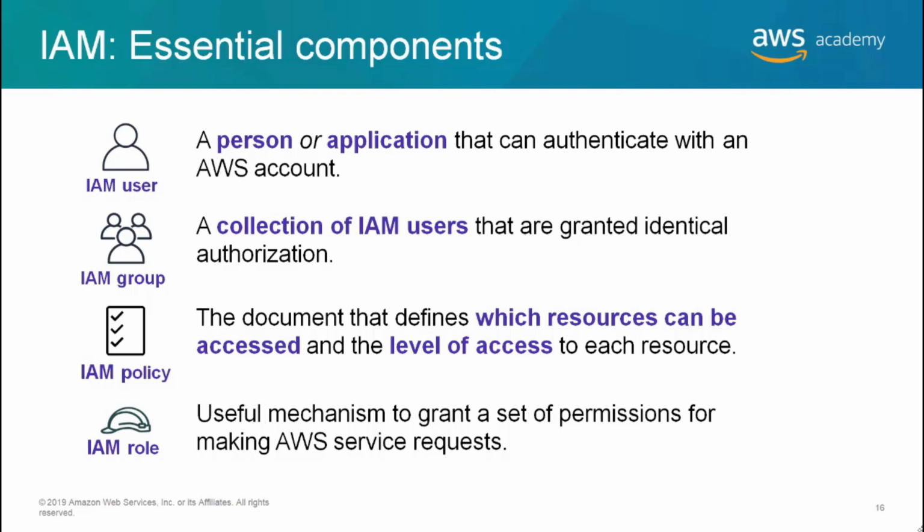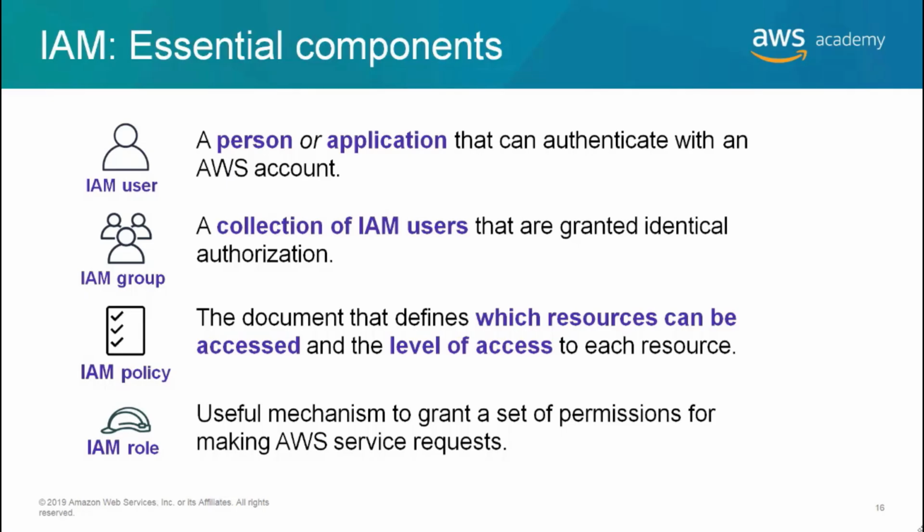And when you come to the group, it is a collection of IAM users that are granted identical authorization. Basically it happens like this. If you have multiple users to whom you are going to allocate a certain amount of resources, instead of allocating to each and every user, you can straight away make a group and put all users in the group, so that once the group policy or document is done, that automatically gets implemented to all the users in that group.